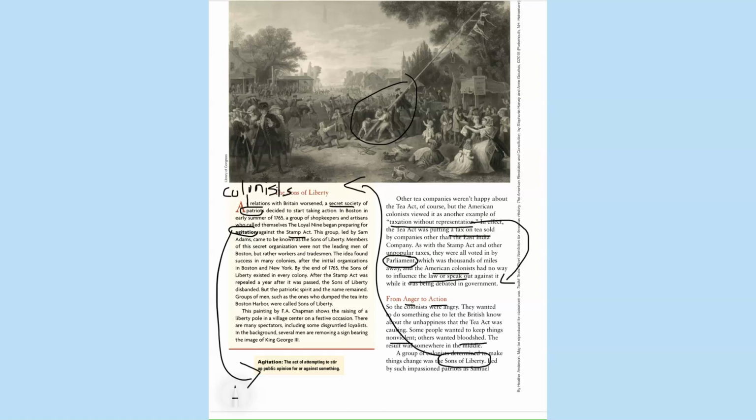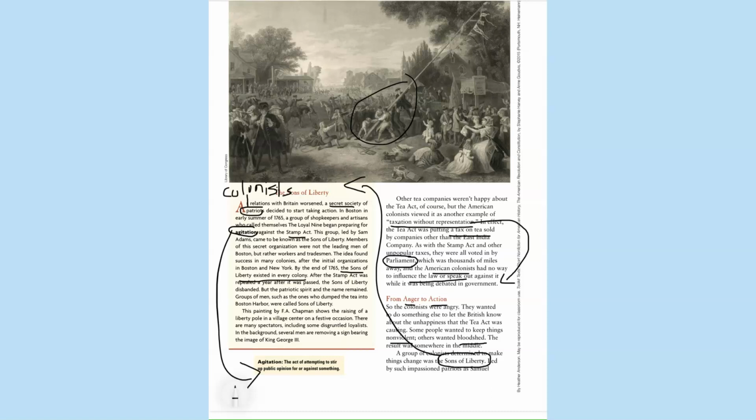This group, led by Sam Adams, came to be known as the Sons of Liberty. Members of the secret organization were not the leading men of Boston, but rather workers and tradesmen. The idea found success in many colonies. After the initial organizations in Boston and New York, by the end of 1765, the Sons of Liberty existed in every colony. So they're growing. I'm noticing here that the number of them is really growing. Now they're in every colony.